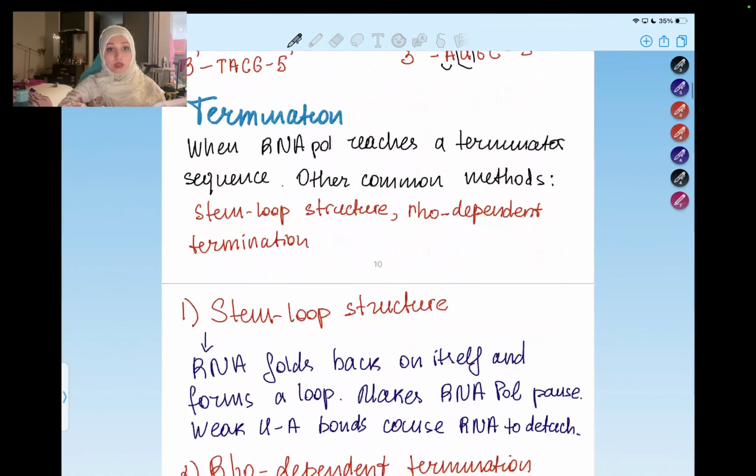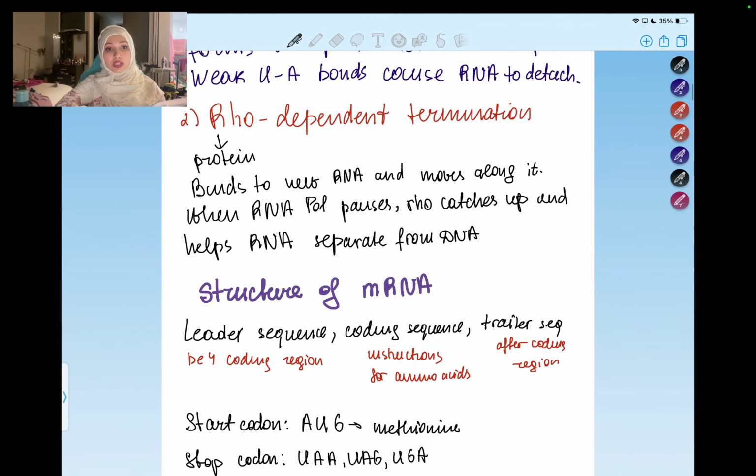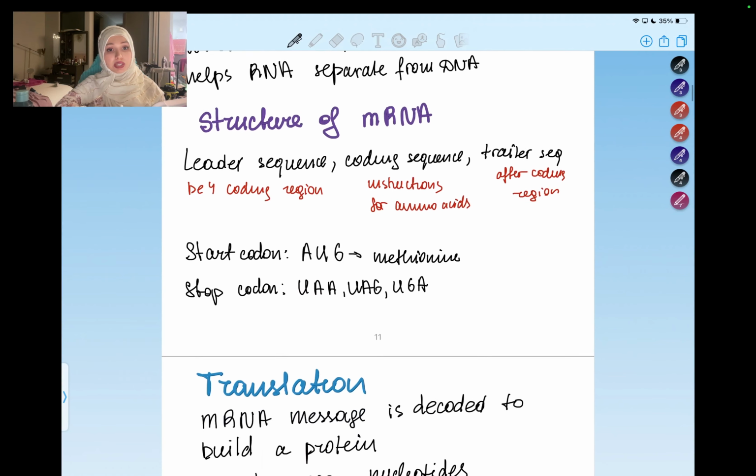And lastly, we have termination. When RNA polymerase reaches a terminator sequence, there are some methods by which it can terminate. So we have the stem loop structure, where RNA folds back on itself and forms a kind of loop, and it makes RNA polymerase pause, and weak uracil and adenine bonds cause RNA to detach. And then we have rho. It's a protein, rho-dependent termination. The rho binds to the new RNA and moves along it. When RNA polymerase pauses, rho catches up and helps the RNA to separate from DNA.